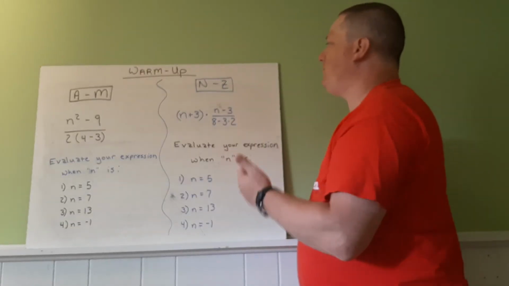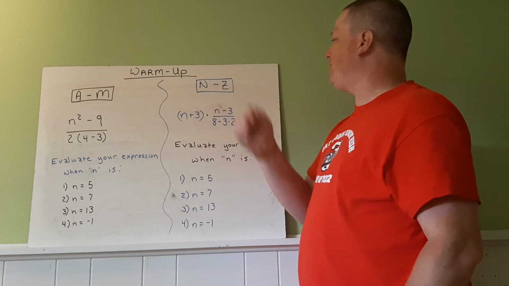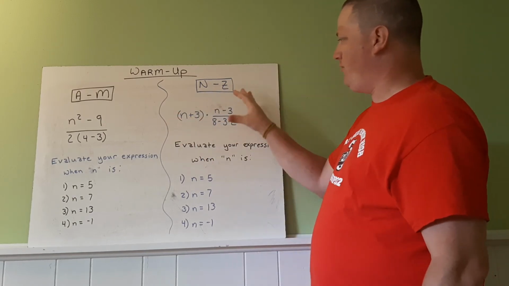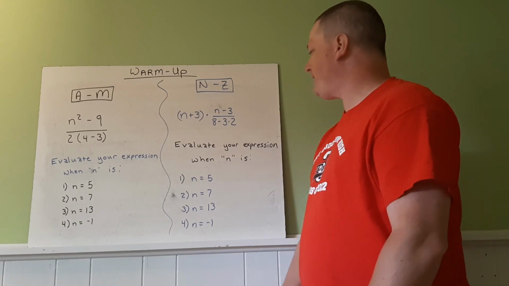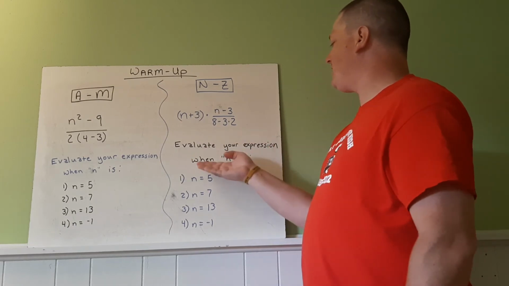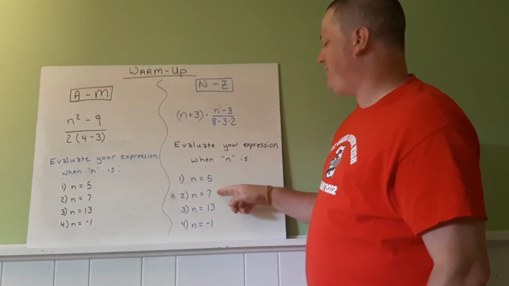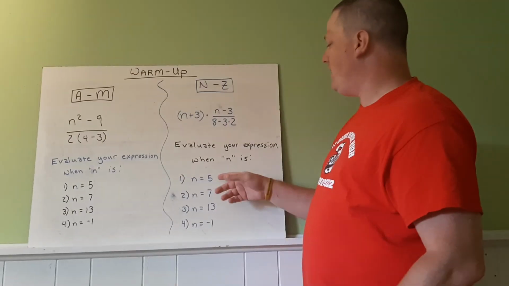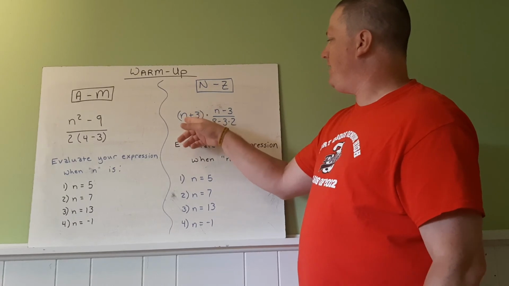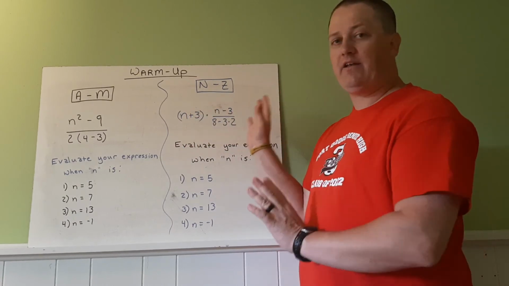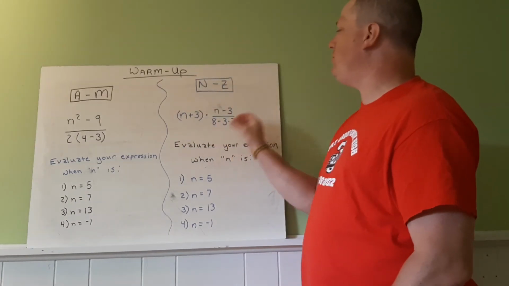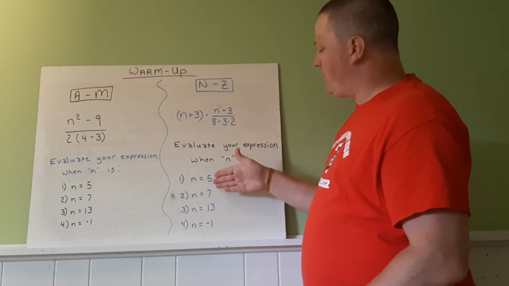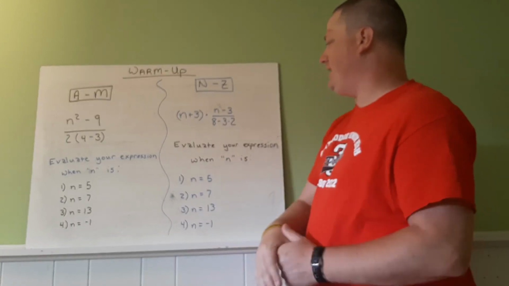All right, anyone whose last name starts with N through Z is going to do this problem right here. So I would write that down so you can use it. And then you're going to evaluate the expression when n is 5, 7, 13, and negative 1. So again, you're going to take 5, you're going to put it in for the n. Here you've got 2 n's. Then you're going to use the order of operations to do that math problem. Then you're going to repeat that with 7, 13, negative 1.